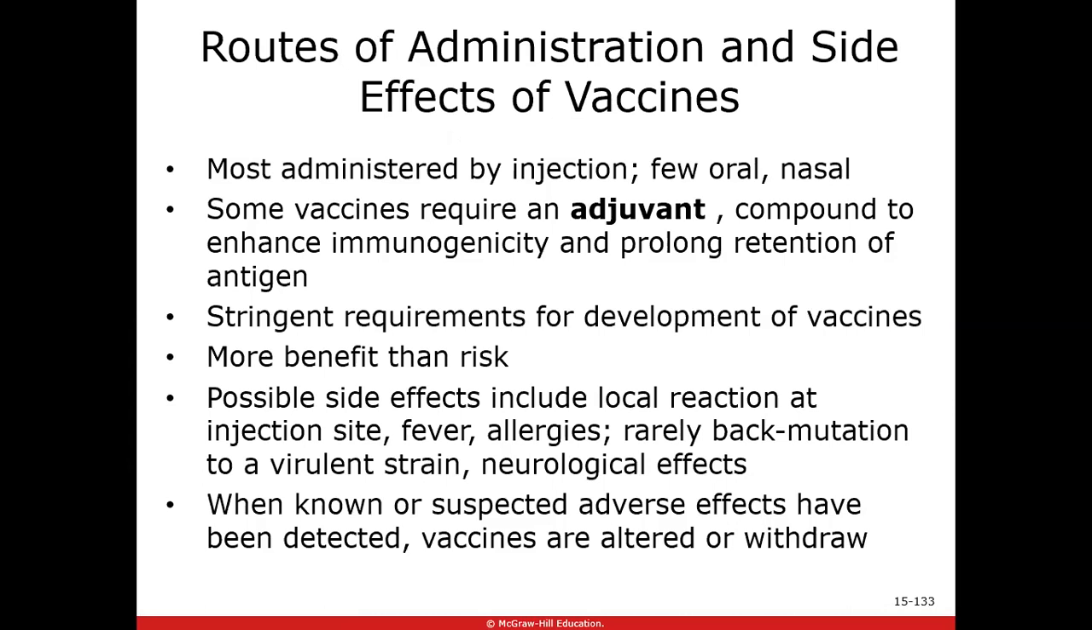So, routes of administration and side effects of vaccines. Most are administered by injection. Few of them are oral or nasal. Some vaccines require an adjuvant, which is something to help the vaccine work. You have to have more benefit than risk, and then look at some of the possible side effects.